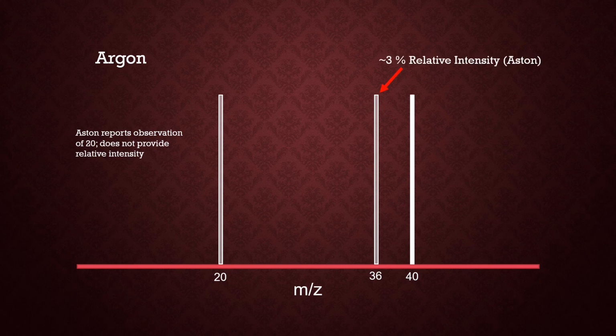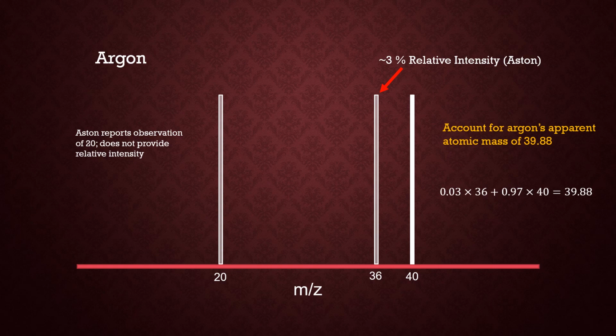So at the time, the atomic weight of argon determined gasometrically was 39.88. That was the best practice determination of the apparent atomic weight of argon. So he estimates that the intensity of the m/z 36 line is 3%, based on the fitting of the equation indicated below. If you take 3% of 36 and combine that with 97% of 40, you get 39.88, which was the experimentally determined atomic weight of argon in general from gasometry at the time.